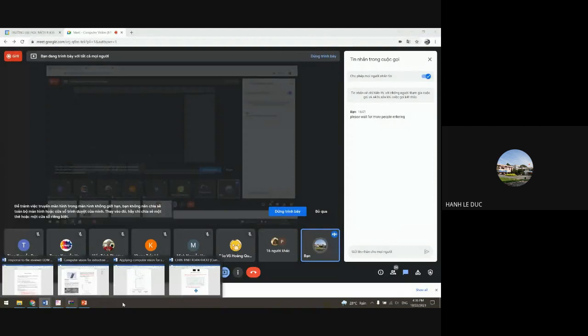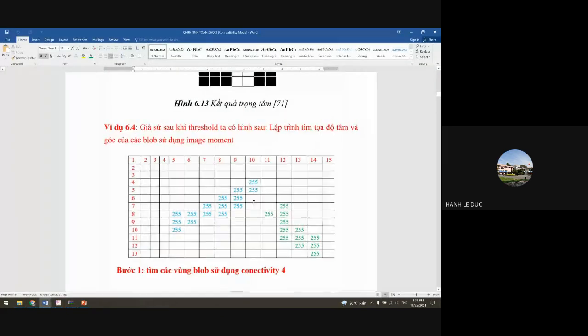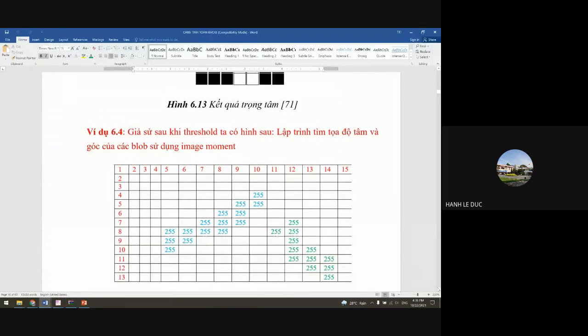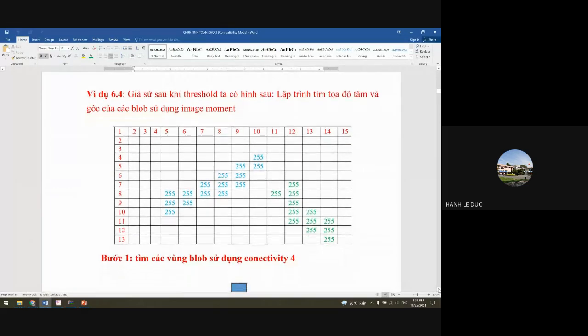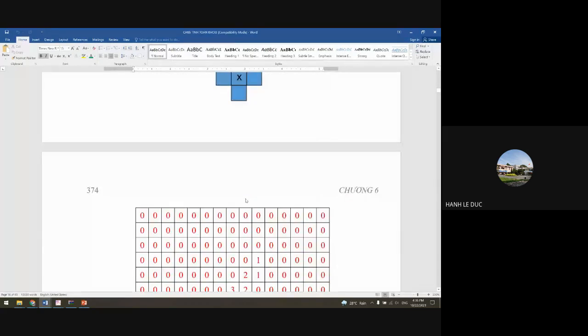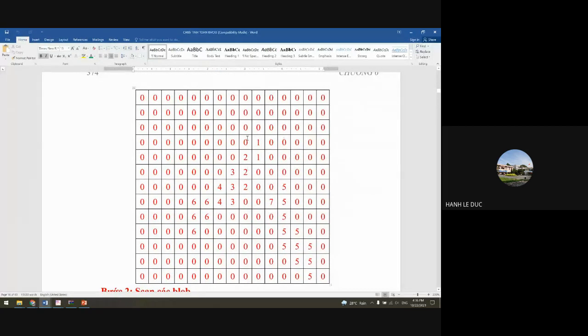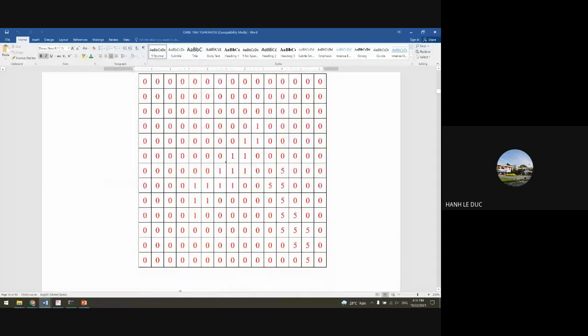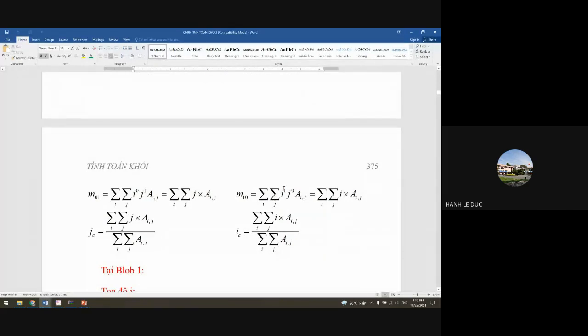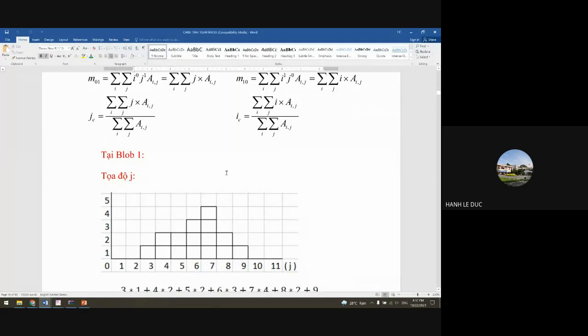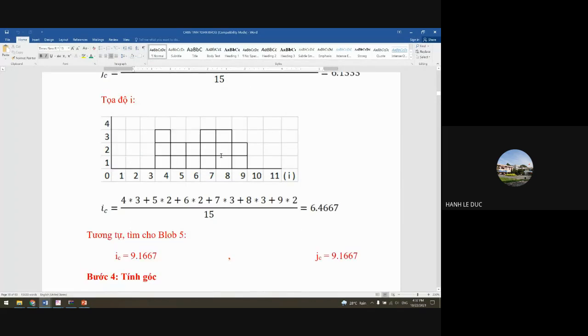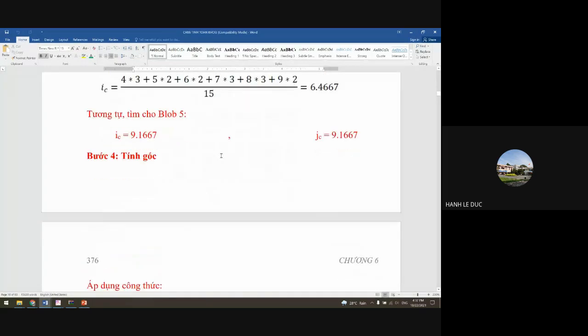Okay, this is the example. I give you this one, and you calculate the central X of it and the angle of it. After the first scanning and the second scanning, you have two blobs, 1 and 5 like this. Then you calculate the central X, similar, and then we calculate the angle.